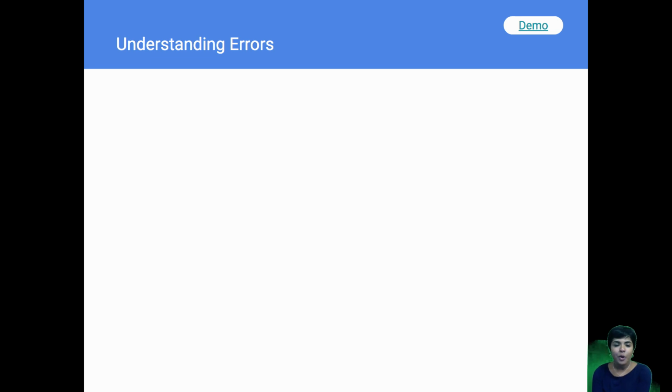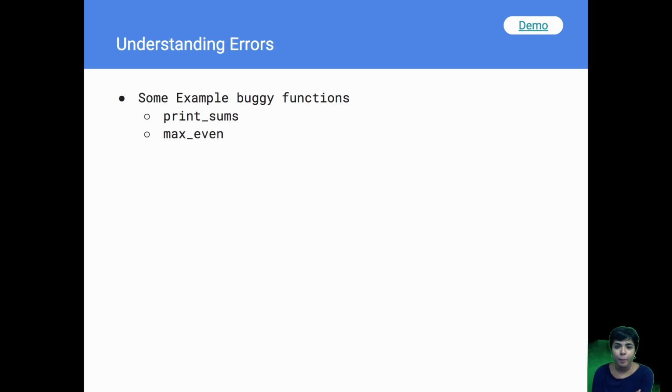So now we're going to get into another step of debugging, which is understanding errors. This is important because sometimes our assertion statements won't be enough, and we'll have to be able to parse the errors that Python provides to us, which are often a little bit less readable. So in order to demonstrate this, we're going to go through some more example buggy functions, the first of which is print sums. That's right, no more palindromes.